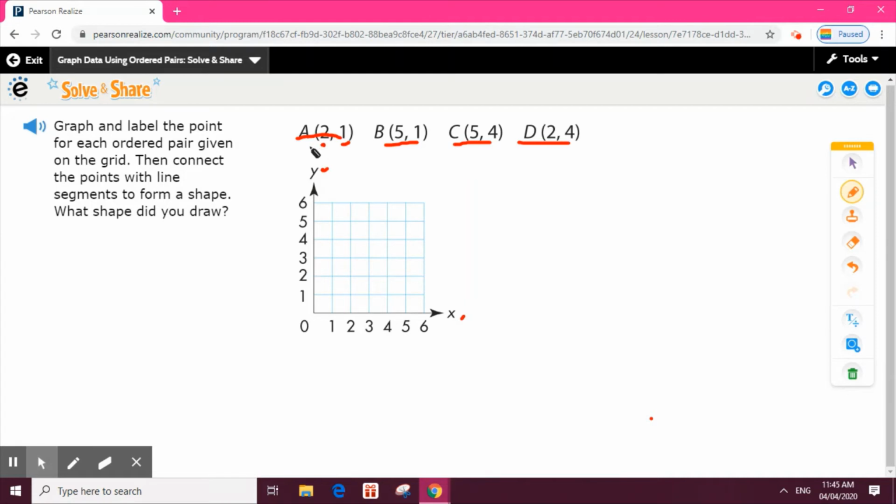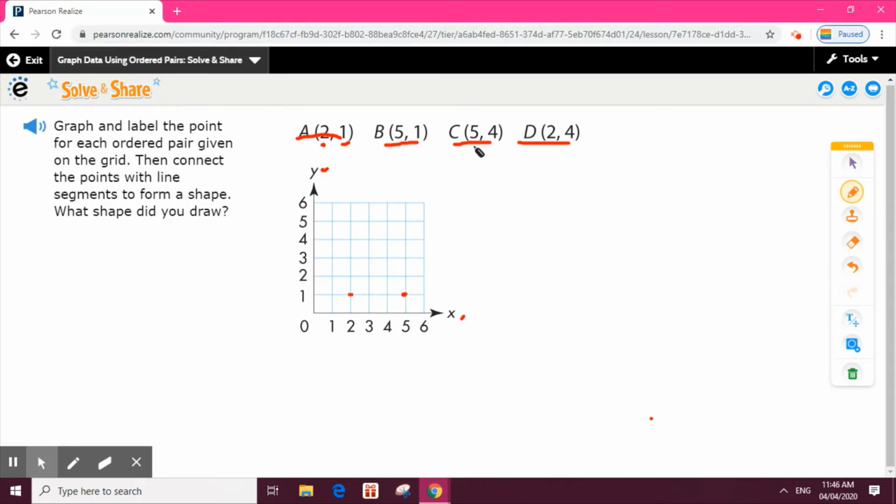Okay, let's start. From point A, we have 2, 1. From 0, we need to move 2 units to the right, 1, 2, and 1 unit upward. So it means this is point A. Next, point B, 5, 1. From 0, we need to move 5 units to the right, 1, 2, 3, 4, 5, and 1 unit up. So it means this is point B.